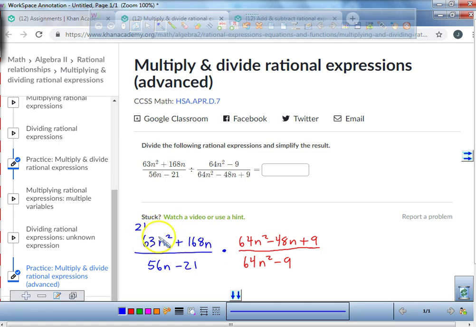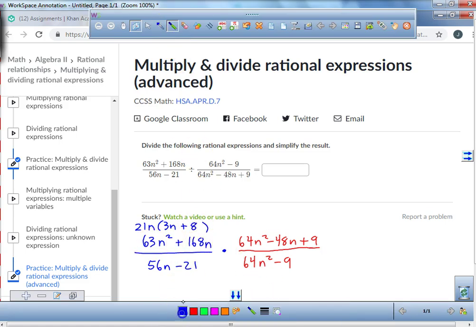What else can you factor out? If that's an n and an n squared, you can factor out an n, put over parentheses. 21 times 3 is 63, so we put a 3 and then another n. And 21 times what is 168? So these are the factors right there of the numerator: 21n, parentheses, 3n plus 8.